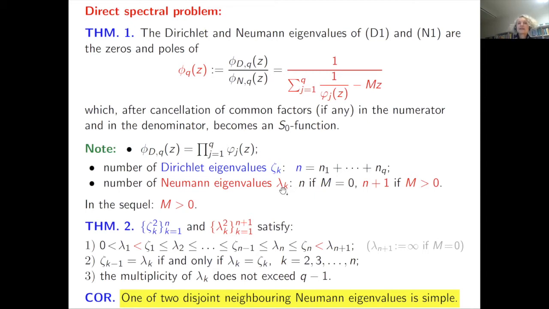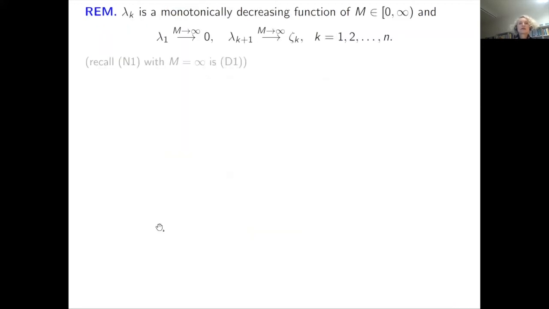And in fact, the lambda k depend on M in a monotonic way, namely they decrease monotonically when M increases, right? So, for example, the lambda 2, when M grows, decreases to zeta 1, and then in the limit, it becomes zeta 1, right? And the lambda 1 for M tending to infinity decreases to 0, and so on. So this is what you see here.